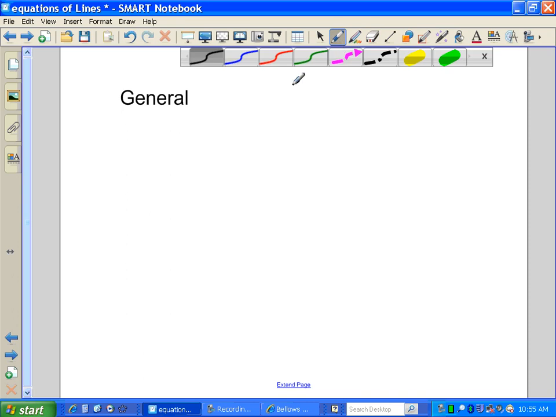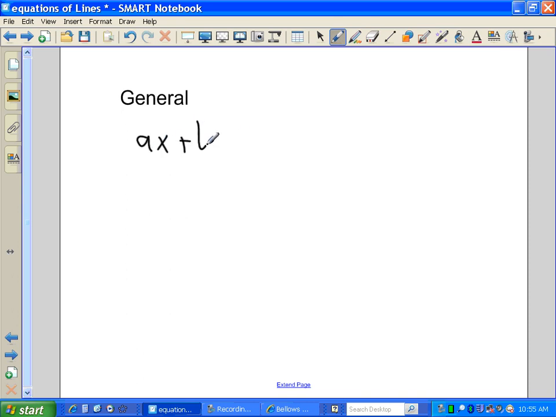Moving onward to general form. General form, an awful lot like standard form. Ax plus by plus c equals 0. General form, everything's equal to 0. That's all I've got to say about that.